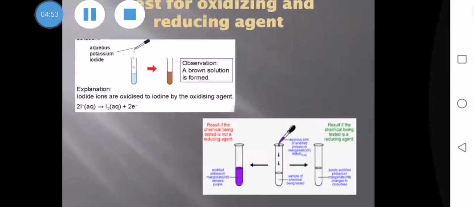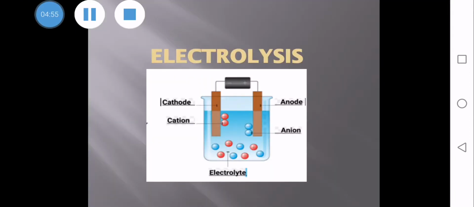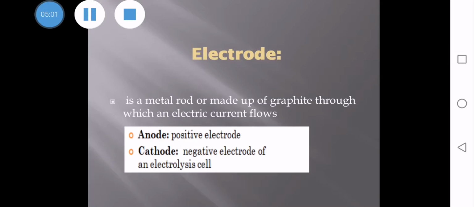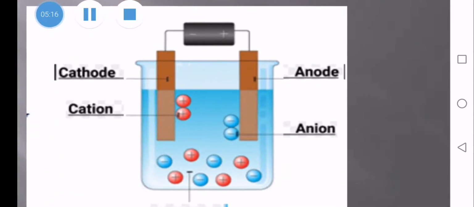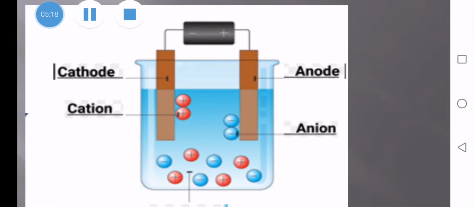agent. So these are the tests for oxidizing and reducing agent. Now we are going to start electrolysis, the next chapter, and we are done with what were the electrodes, electrolytes. So here you can see the metal rods which are dipped into the electrolyte solution. Here you can see these two electrodes which are connected with the battery, and they are named as cathode and anode.